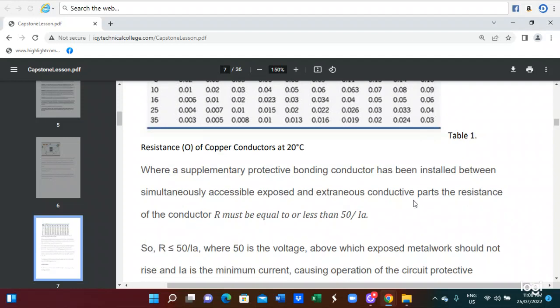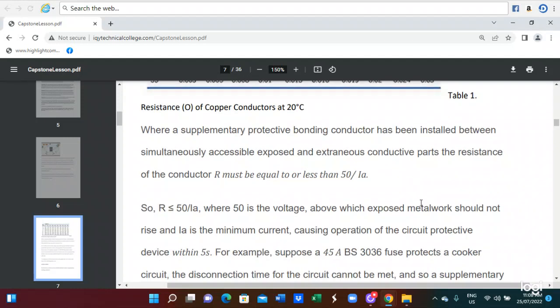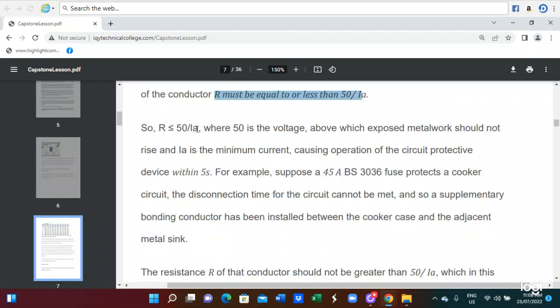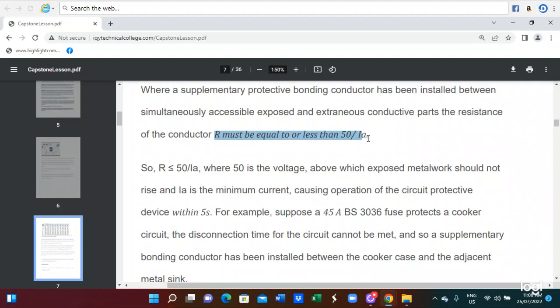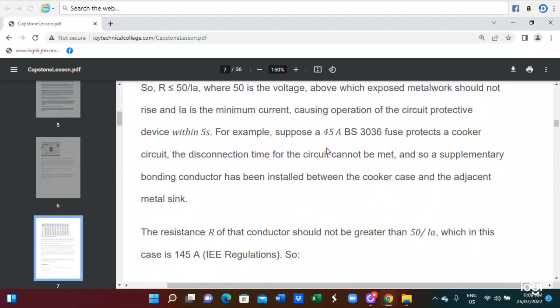Also, the supplementary bonding conductor has been installed between simultaneously accessible exposed conductive parts or extraneous conductive parts. In this case, R must be equal to or less than 50 volts divided by Ia. So the 50 divided by Ia gives you the measured resistance. So this resistance must be less. So this is the way you have to do it.